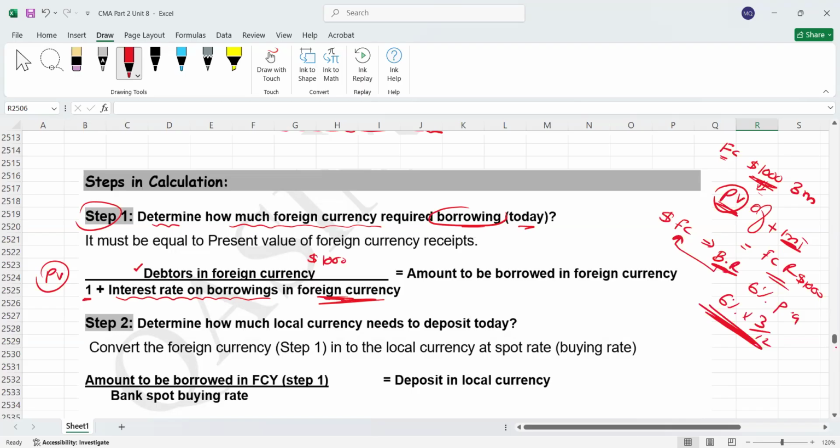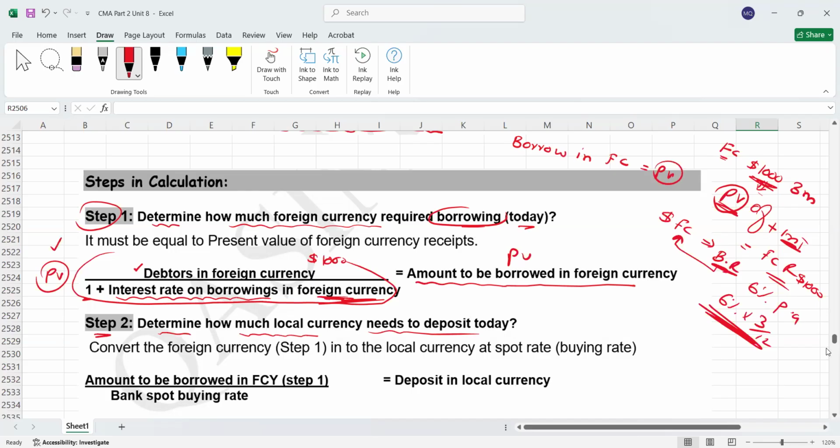Then guys, if you solve this formula, it will give you the amount to be borrowed in foreign currency. Simply, it will give you present value, okay? Then step number two. Now we have to determine how much local currency needs to be deposited today, because, as I told you, first we will borrow in foreign currency, and this should be the present value of the foreign currency receipt, right?